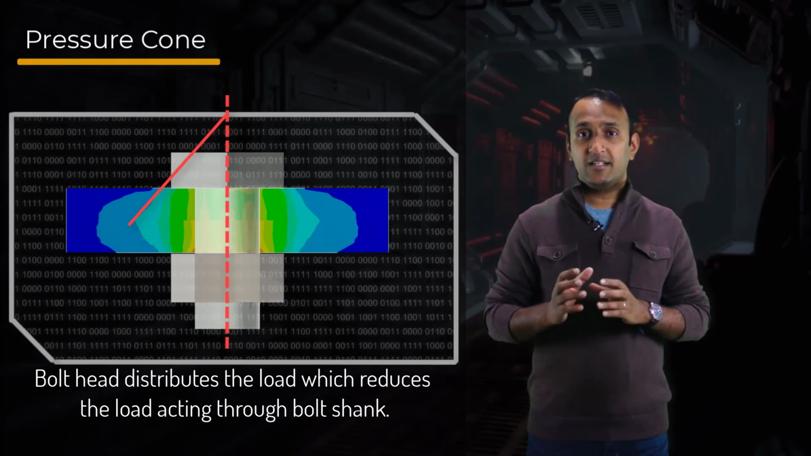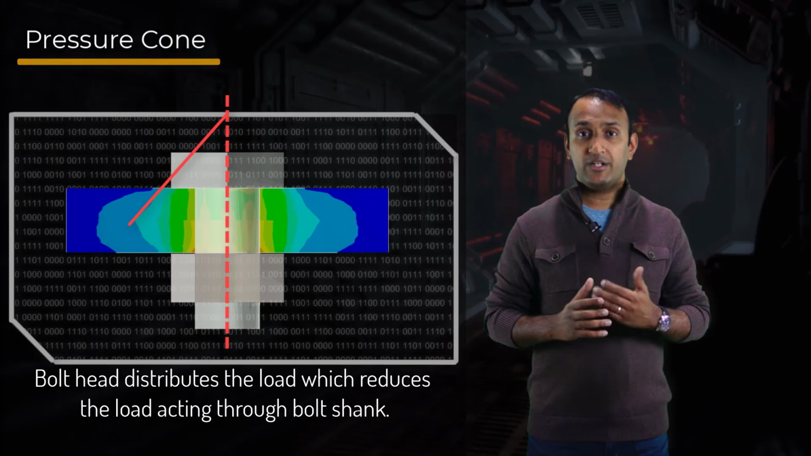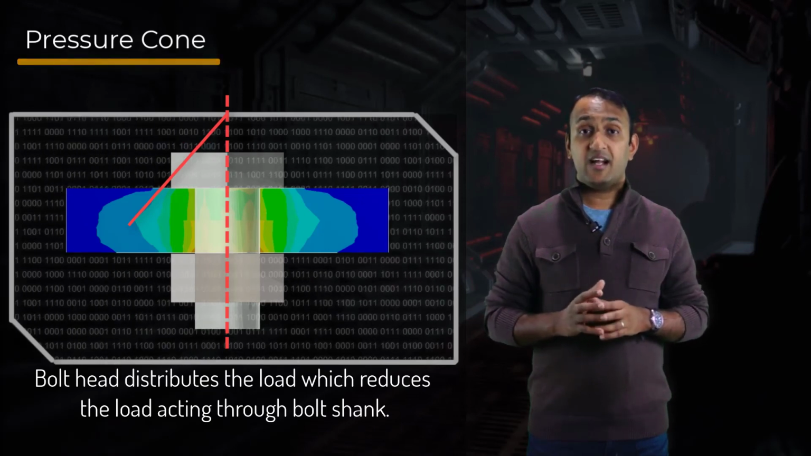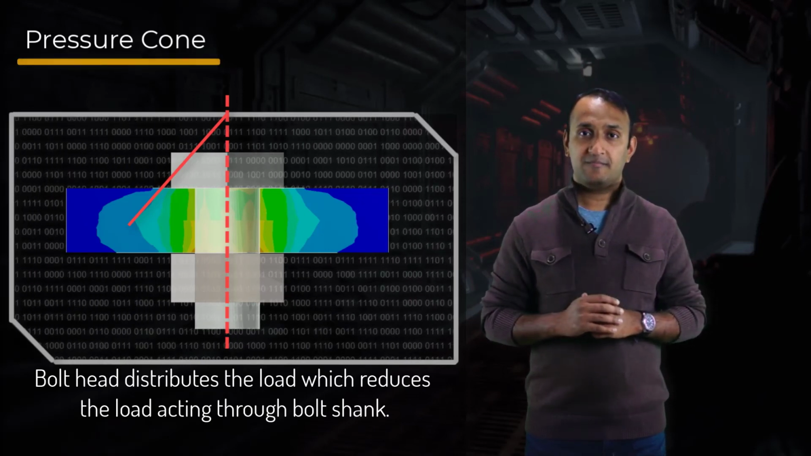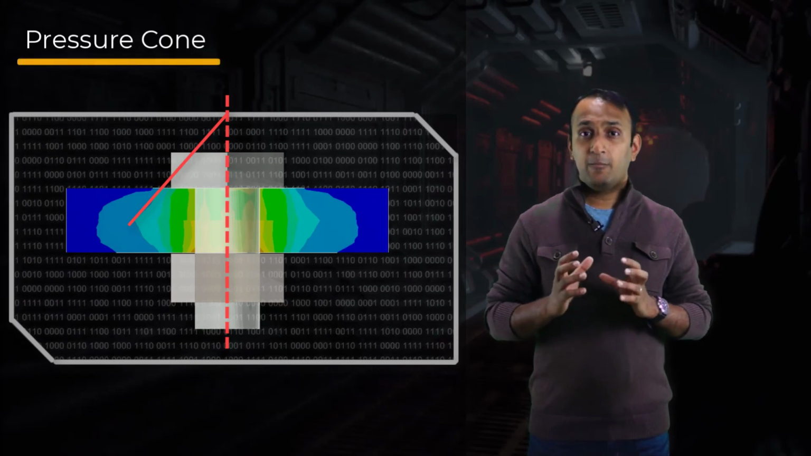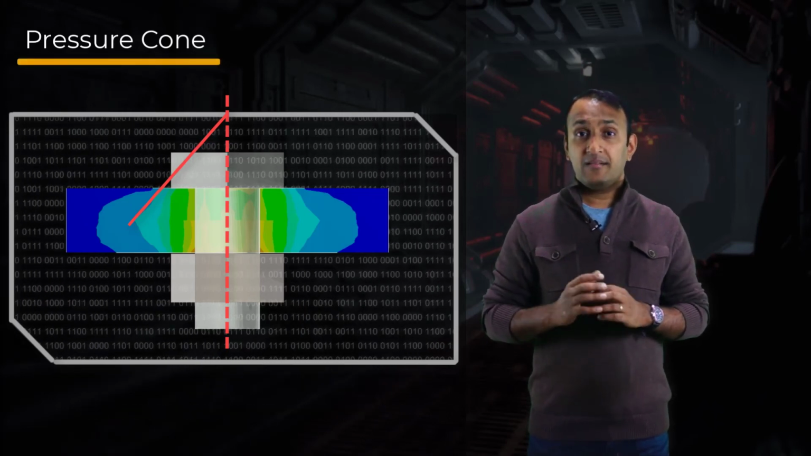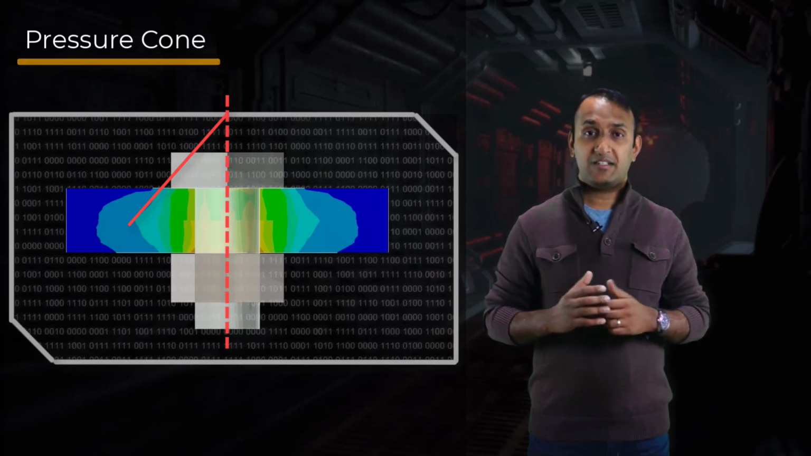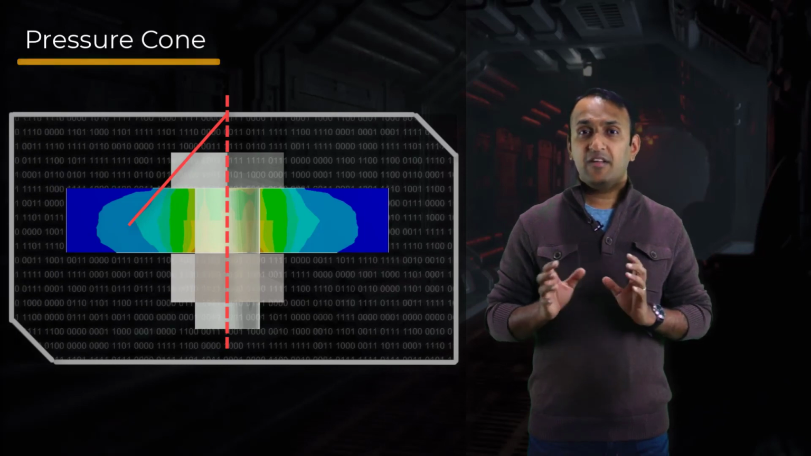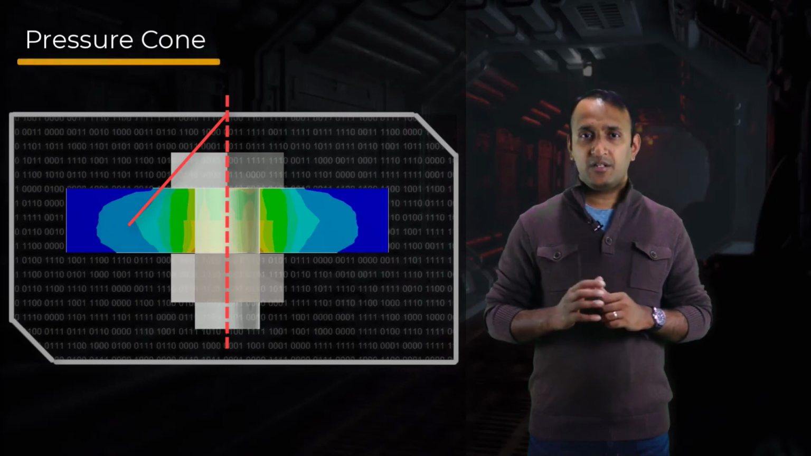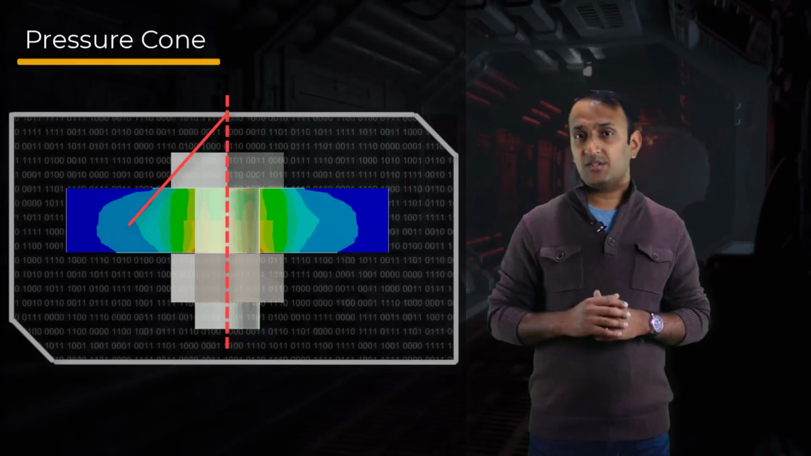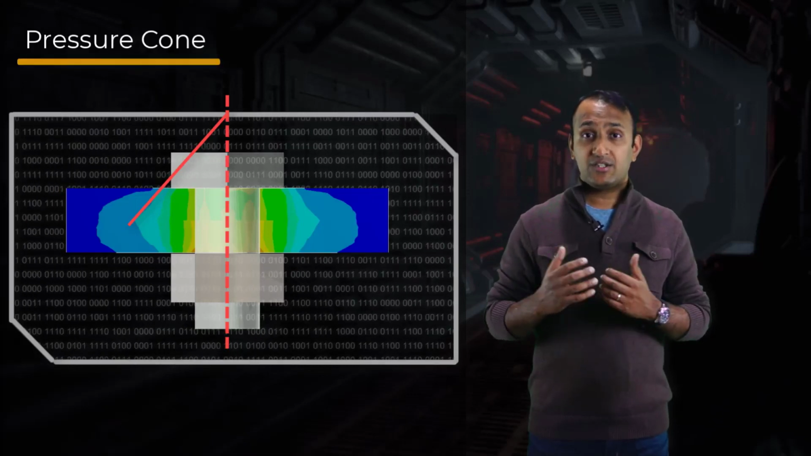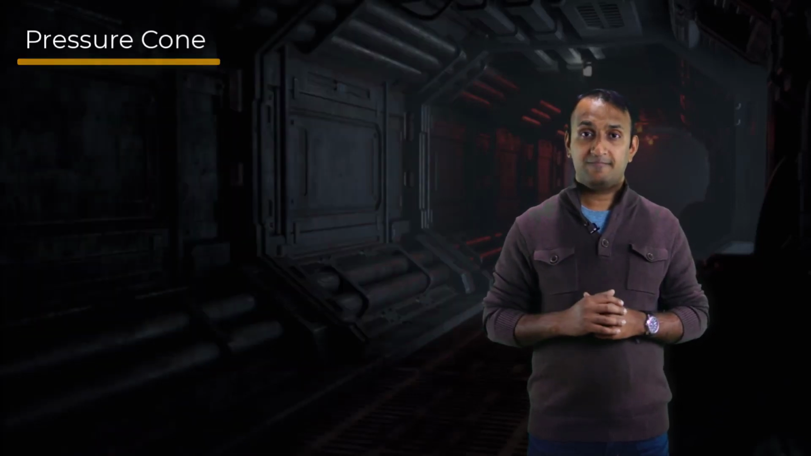It's important to take this cone into account while designing the bolted joints, especially when there are multiple joints supporting it. If the bolts are too close to each other, then their pressure cones can interfere and increase the stresses in the clamped parts. If they are too far apart, then the pressure distribution can be non-uniform, which is also not desirable, especially in case of pressurized enclosures. With this, we can conclude our discussion on mechanics of bolted joints.